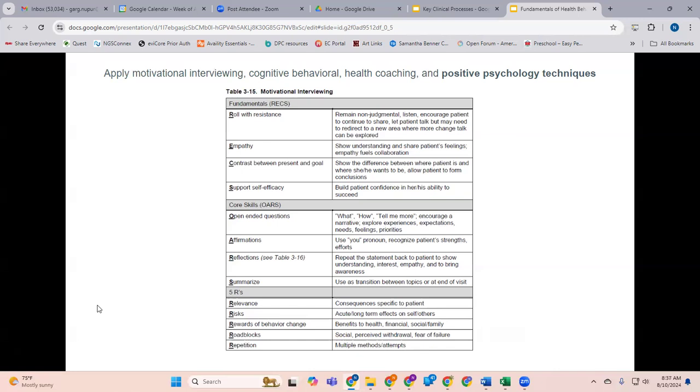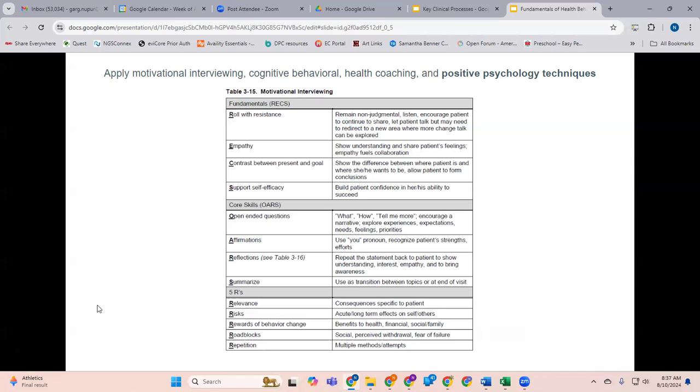Contrast between the present and what their health goals are, if they have any. Everyone has some kind of health goals, but if somebody is trying to protect their kidneys from dialysis, but they are telling you about their present, you kind of want to make sure that they can see the contrast between where the patient is right now and where they want to be, and allow the patient to form their own conclusions about it. So don't give them the punchline. Try to help them get there themselves.